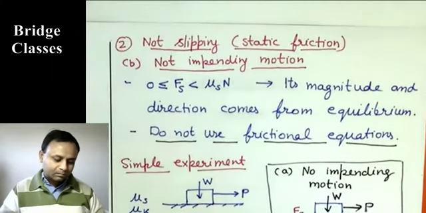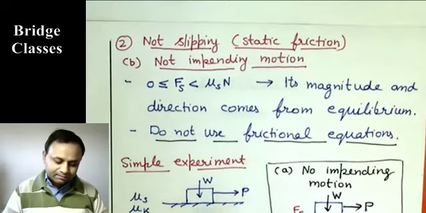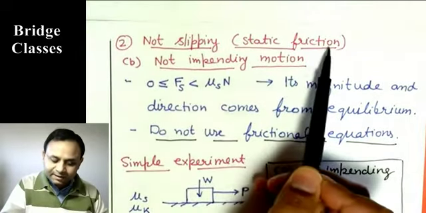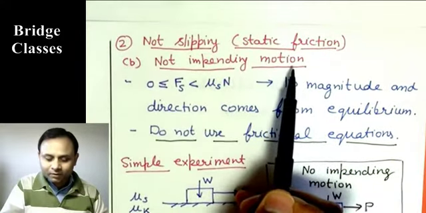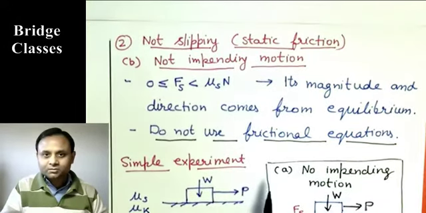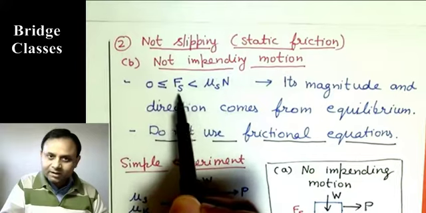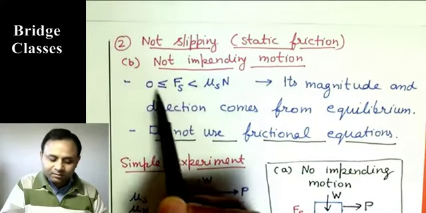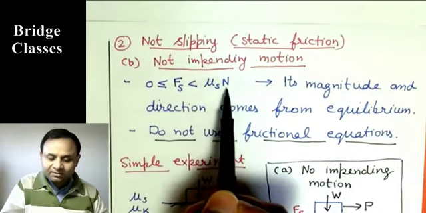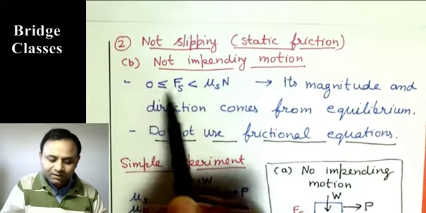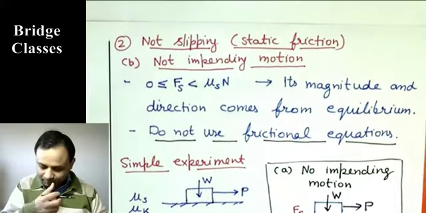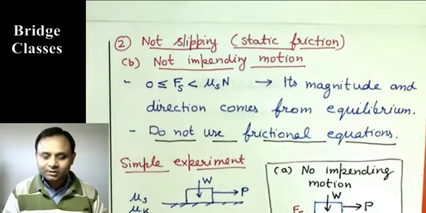The third scenario is the body is not slipping, so it is static friction, but it also does not have impending motion. So it is static friction but no impending motion. In this case there is static friction Fs, and it can be anywhere between 0 and mu s N, because when the static friction is mu s N, that is impending motion. And we are not going to use frictional equations. Frictional equations are to be used when we have kinetic friction or impending motion.